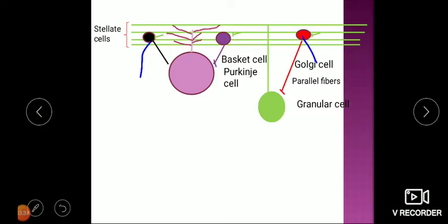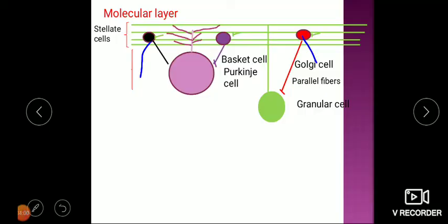Now this layer which is formed by the parallel fibers, and in this we are having three types of cell, that is Golgi cell, basket cell and stellate cell. So this layer is called as molecular layer. So this molecular layer is nothing but combination of all these cells and the parallel fiber. So this is the first outer layer of cerebellar cortex.